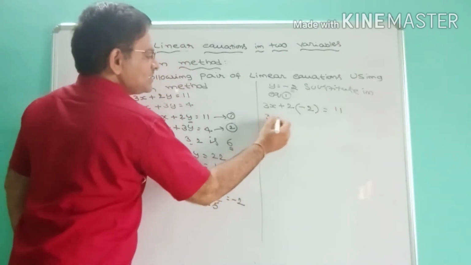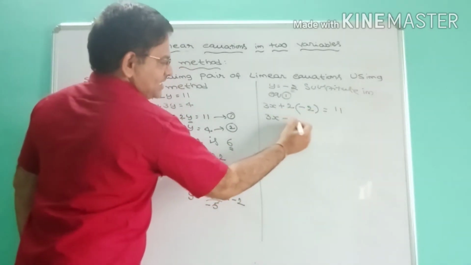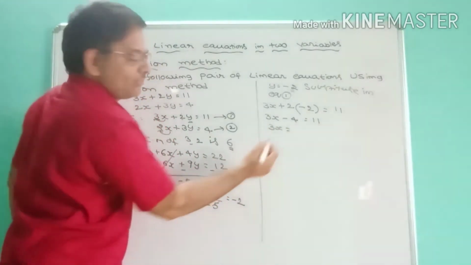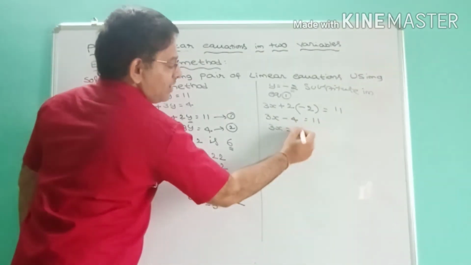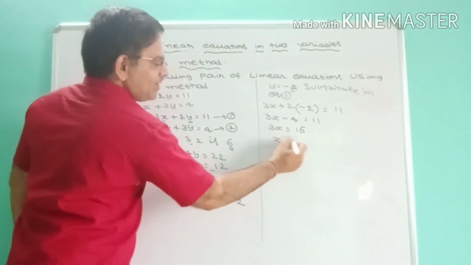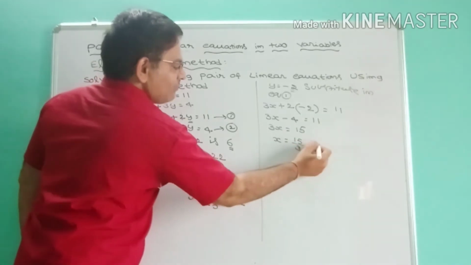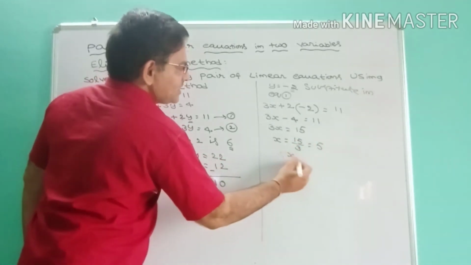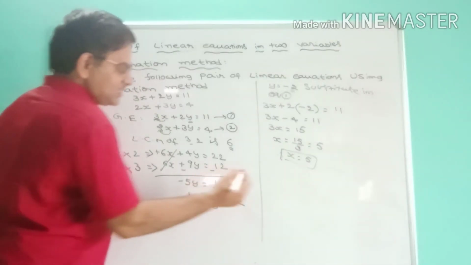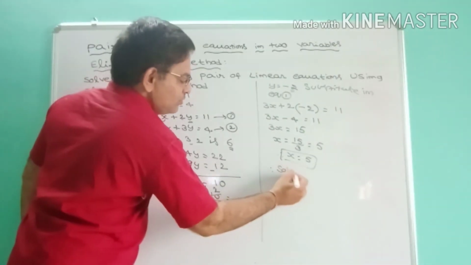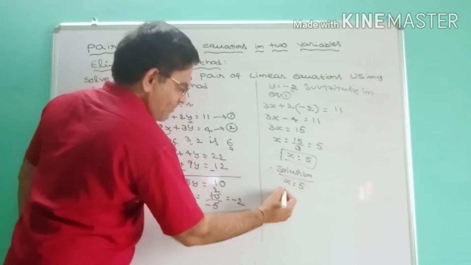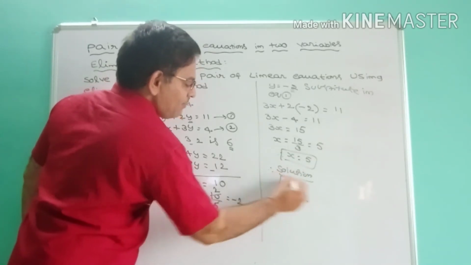Now 3x minus 4 equal to 11. 3x equal to 11 plus 4, that is 15. x equal to 15 by 3, that equals 5. Therefore, the solution is x value 5 and y value minus 2.